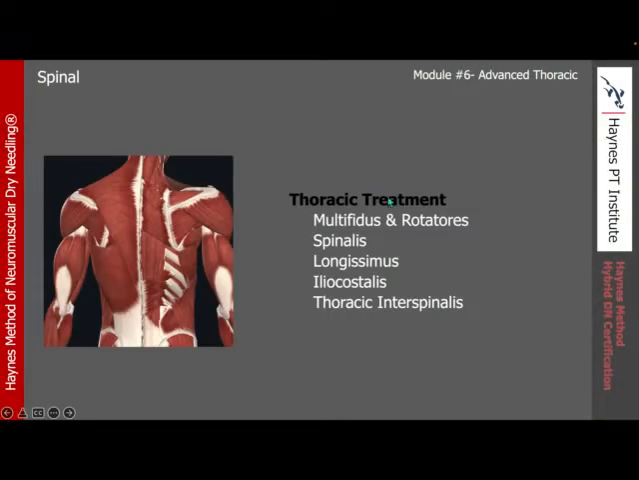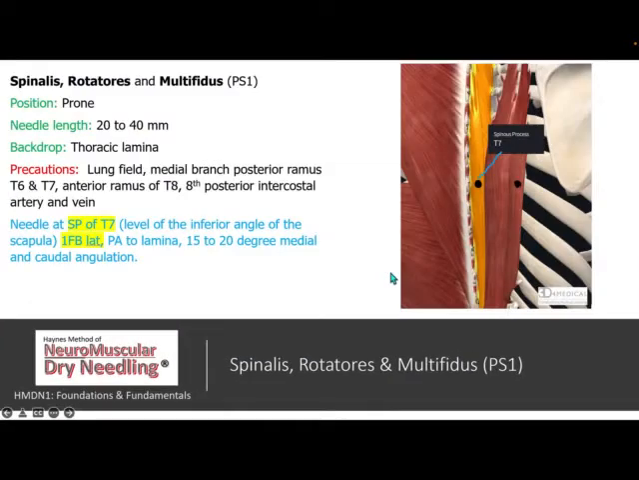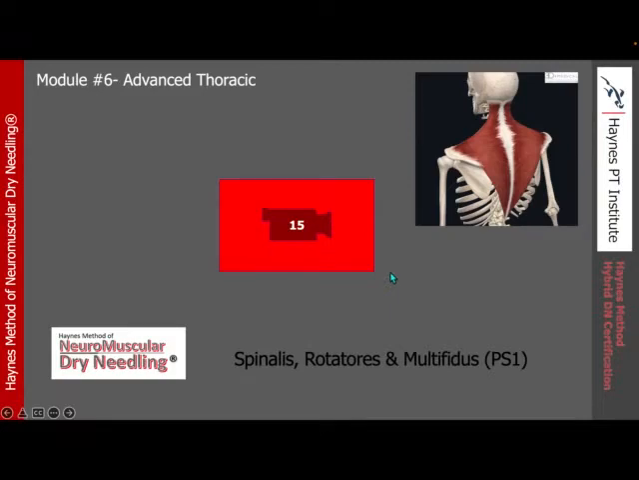All right, so as far as treatment, let's get right into, we'll do the multifidus and the rotatores. I didn't go into the 3D anatomy of the rotatores. There's basically two of them. Very small, probably not really related to anything clinically. However, if it is, when we treat multifidus, we are going to have an interface there with the rotatores. Then again, there's spinalis, longissimus, iliocostalis, and the interspinalis. So let's come down, start with spinalis, rotatores, and multifidus.